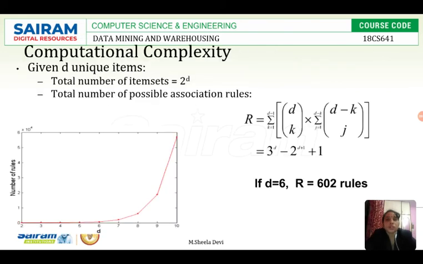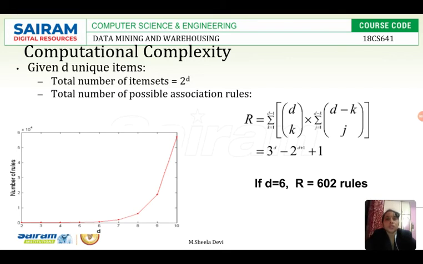So if I am going to compute the support and confidence level for all the association rules using the brute force approach, how many rules will be generated? Given D unique items, that is, the number of items is D. In our example, the number of items was 5.